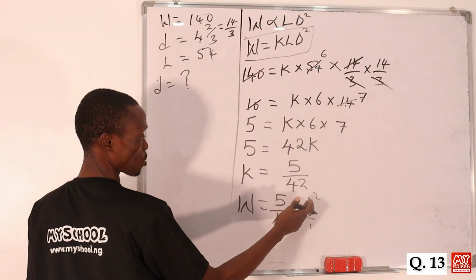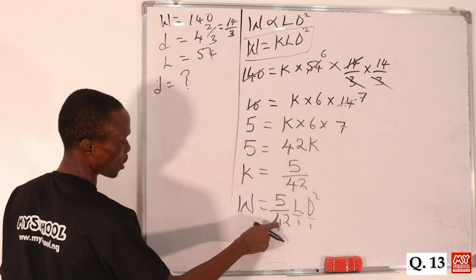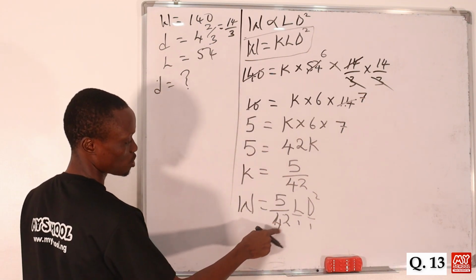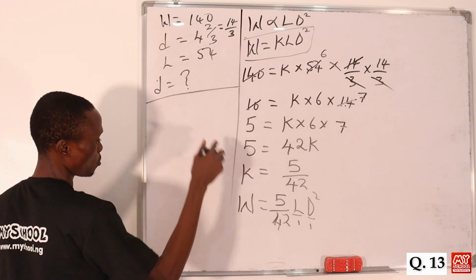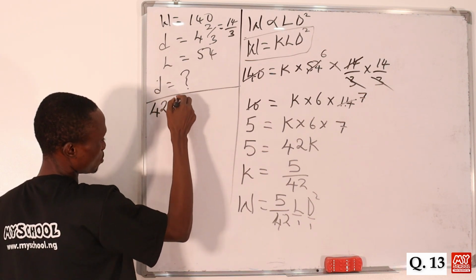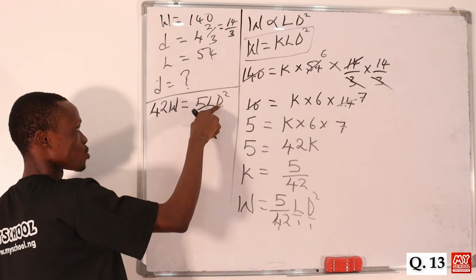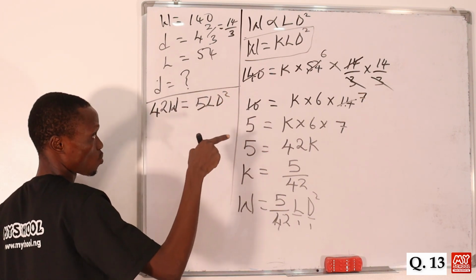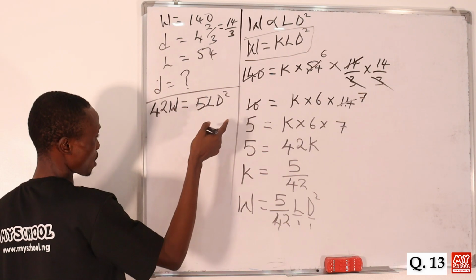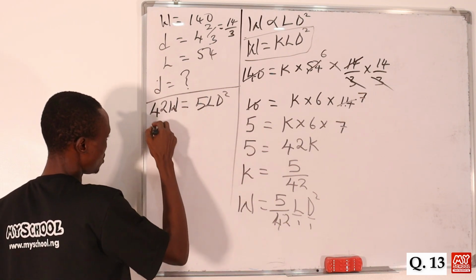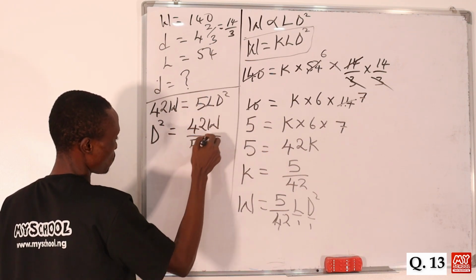To make D the subject of formula, that means we have to isolate D from here. To do that, first of all, we have to cross multiply so that we can remove this 42 from our right hand side. If we cross multiply, we have 42W equal to 5LD squared. Since we want to isolate D, we divide both sides by the coefficient of D squared, which is 5L. So D squared is equal to 42W divided by 5L.